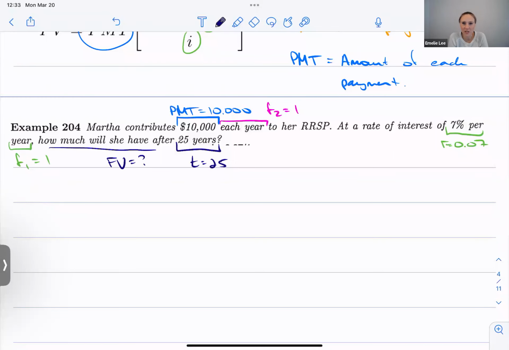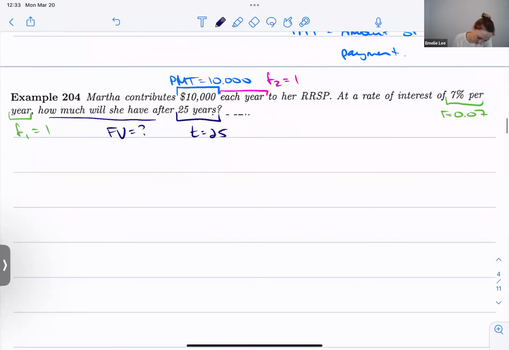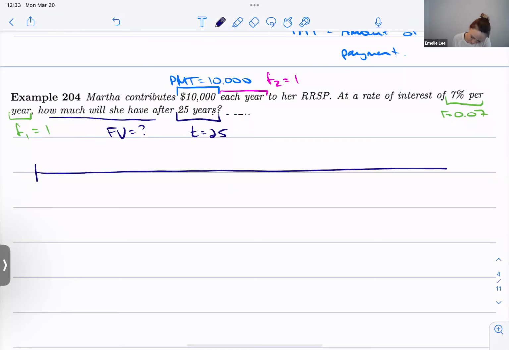So first, let's look at what the timeline looks like. Okay. I always fill up my page, makes it nice and clean. So let's say Martha starts today, and then for 25 years, she makes contributions. So at the end of each year. So like I said, for these timelines for annuities, right, if I'm making $10,000 payments, I don't really need to put 25 ticks on here, right? Because that's what it would look like. I don't feel like it.